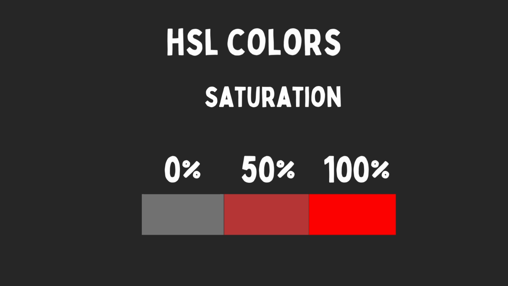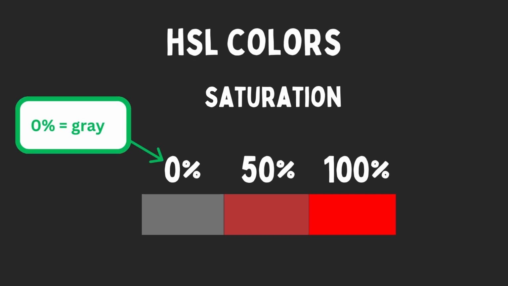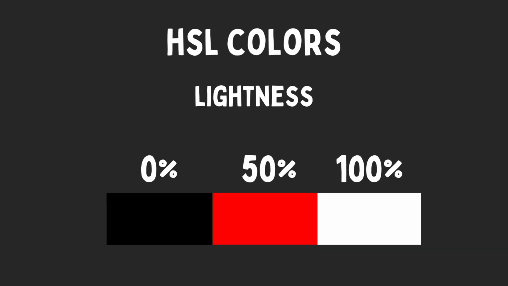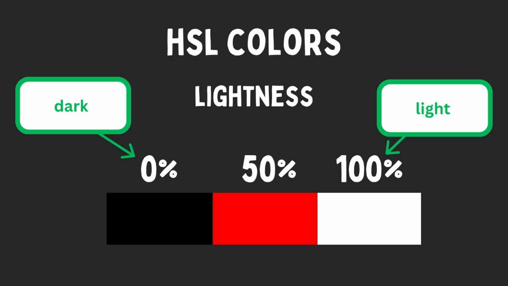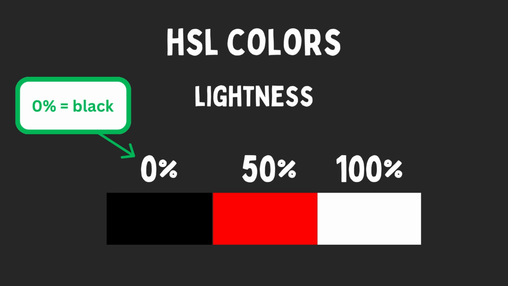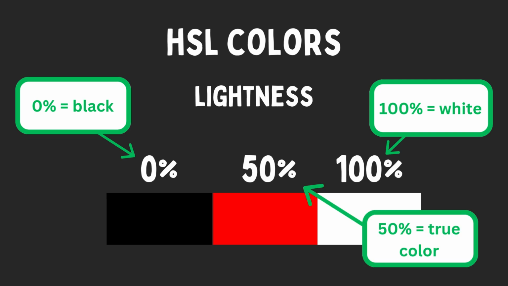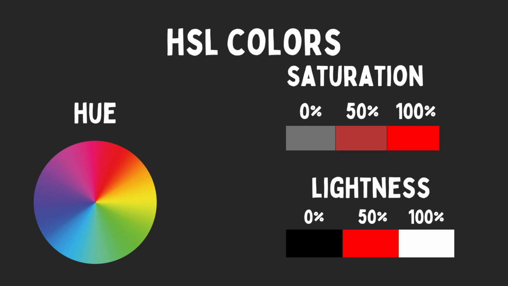Saturation. This controls the intensity or purity of the color. It's a percentage where 0% is completely grey, which has no color, and 100% is the most vivid version of the hue. Lightness. This adjusts how light or dark the color is. It's also a percentage where 0% is black, 100% is white, and 50% is the true color. HSL is useful because it separates the color itself from its intensity and brightness, making it easier to adjust colors visually.